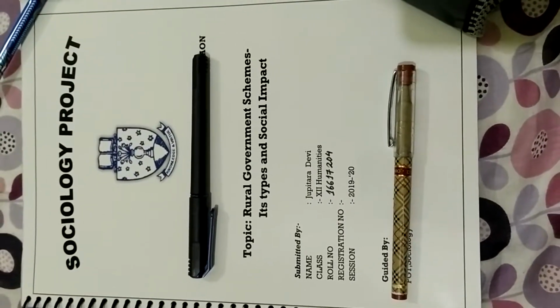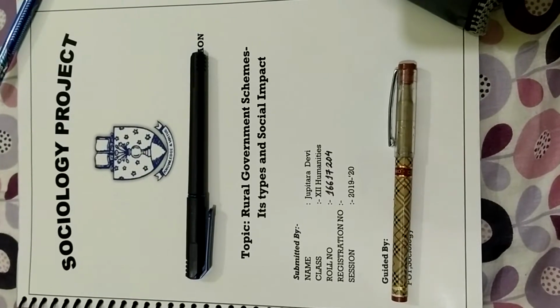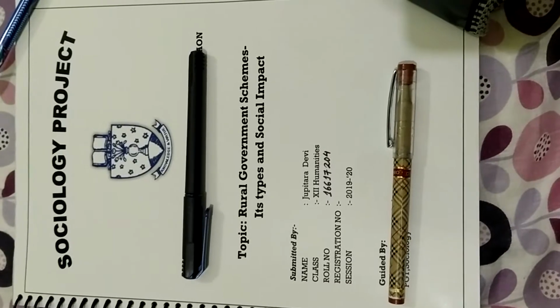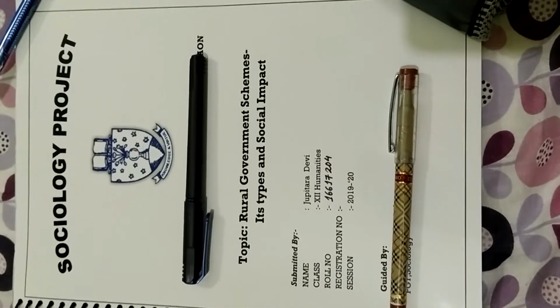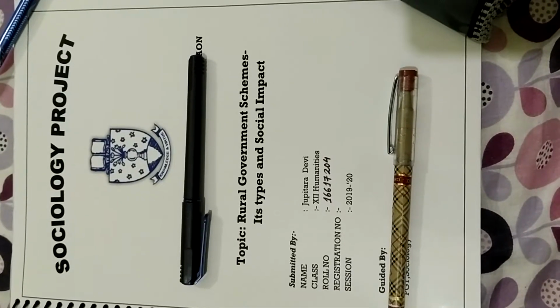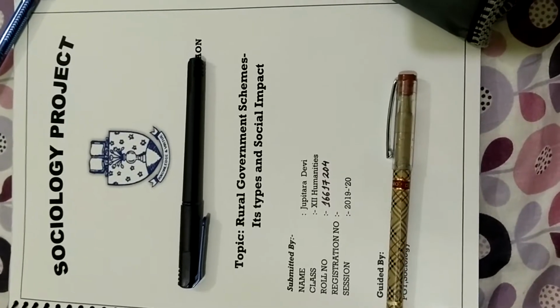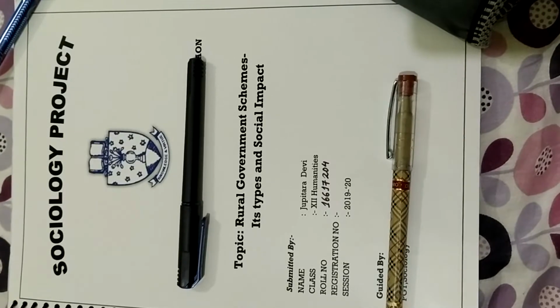So beginning with the cover page, this is exactly what your cover page should look like. At the top there should be written "Sociology Project", just below that your school logo, below that the name of your school, your topic in bold letters, and then "Submitted by", which will consist of your name and class and roll number, registration number, session.